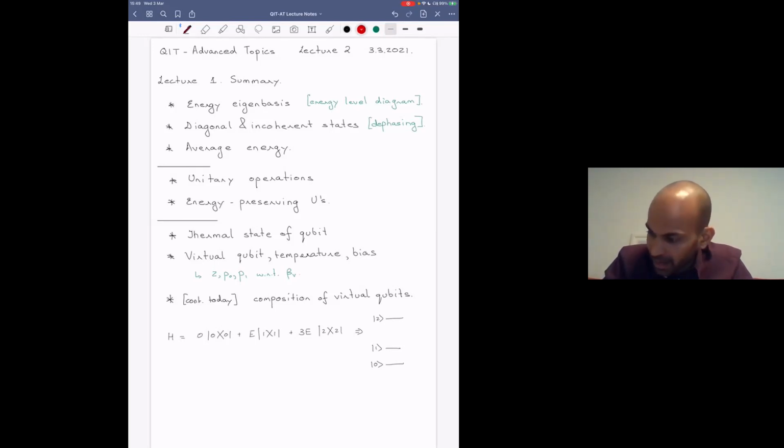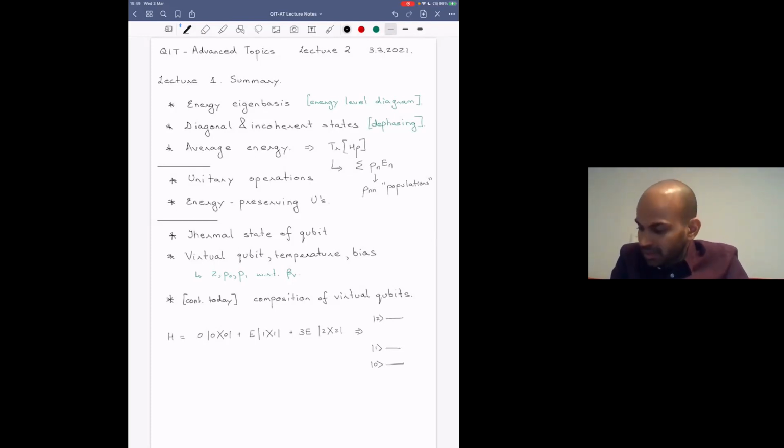We discussed the concept of the average energy, which is simply the trace of the Hamiltonian times the density matrix, which when we write it in terms of the diagonal elements of the density matrix in the energy eigenbasis, is just the linear combination of the energy eigenvalues. So these, remember, are the diagonal elements of the density matrix in the energy eigenbasis, and they're called populations.